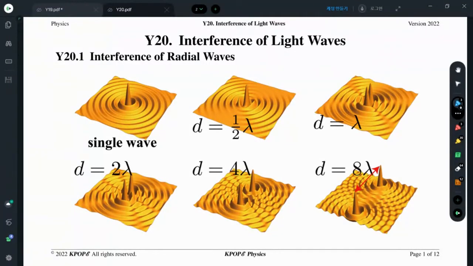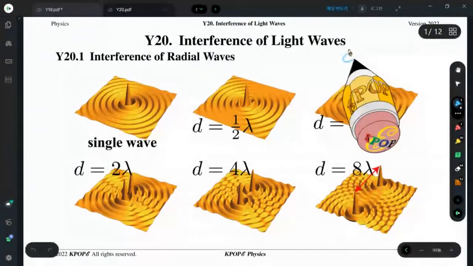Y20 interference of light waves. In this section, we consider the interference pattern generated by many light sources, especially two coherent light sources.